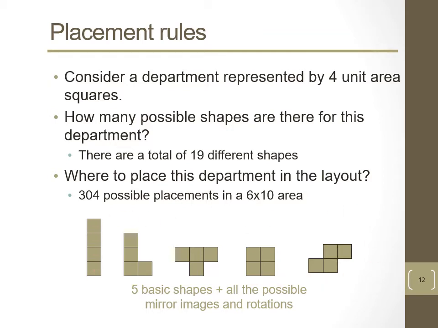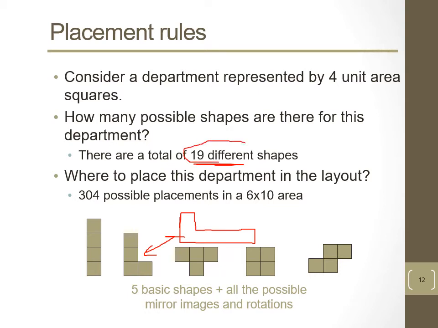For example, 4 unit area squares can be formed in this way, or in this way, or in this way, in this way, or in this way. They all satisfy the previous rules. Plus, you can take the mirror images of all of these and turn them. So if the shape is such an L, you can have that L shaped something like this as well. So this shape and this shape are still different. When you count all of them, you obtain 19 different shapes.